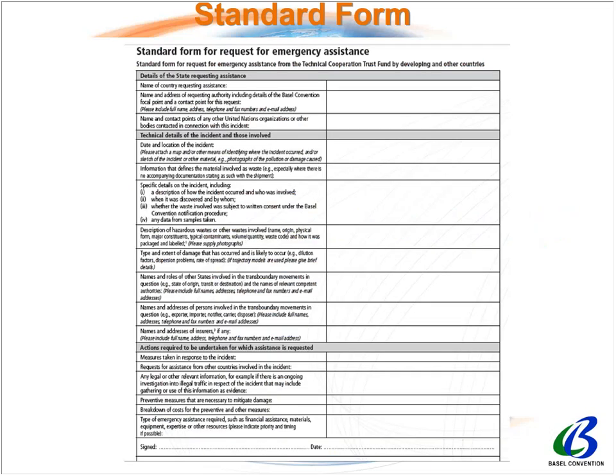Here I am showing the form, the information required, which needs to be filled in by the contact person or the focal point of the Basel Convention in order to request this support. It asks for very detailed information about the incident, when it happened, and so on. But it also gives very good guidance to the country to apply for the emergency.